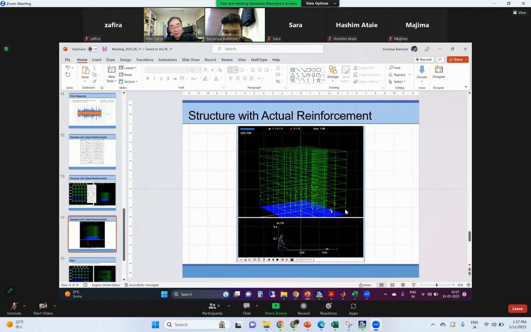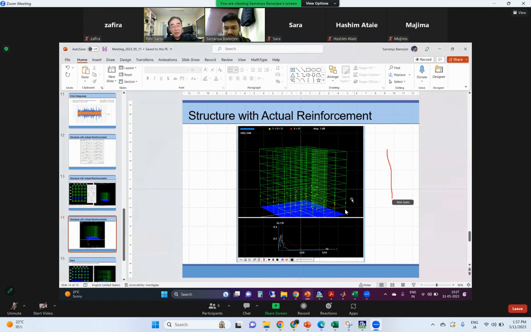Maybe the shear reinforcement is so small. Actually, in the actual drawings, some of the reinforcement was different than what was available in Stera. So I tried to calculate the equivalent steel ratio and give some reinforcement. So maybe for shear it is less. I will correct that.